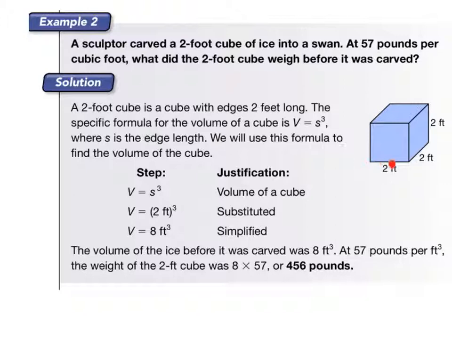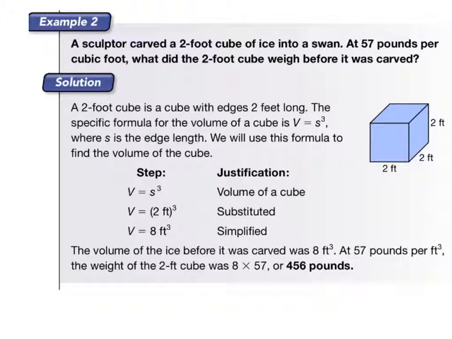So this cube is 2 by 2 by 2. You can just multiply 2 times 2 times 2, or you'll see that the volume for a cube is S cubed. That's a formula that you want to write down. Then you'll just substitute the 2, cube it, and you get 8 feet cubed. So the volume of the ice before it was carved was 8 feet cubed, and the weight would be 57 pounds per foot cubed. So you multiply and get 456 pounds.